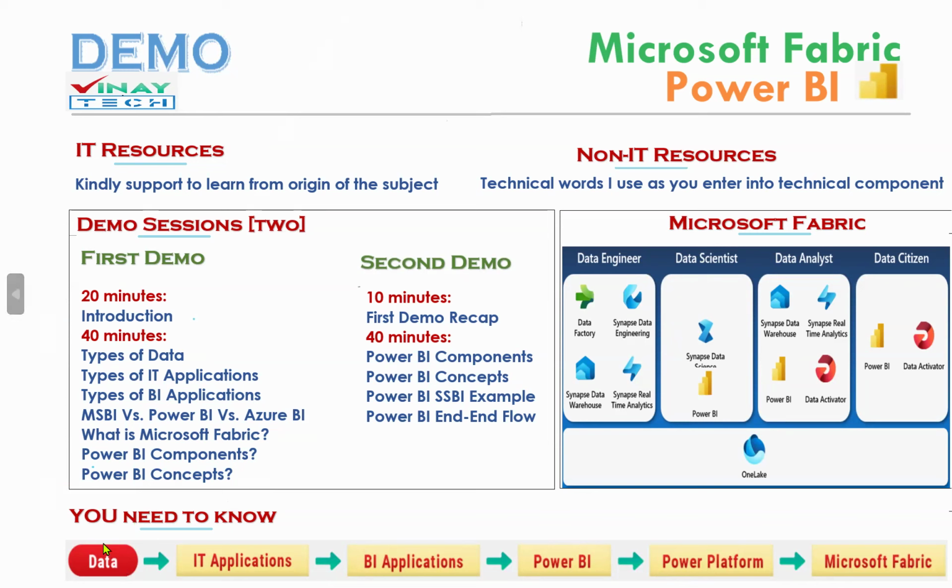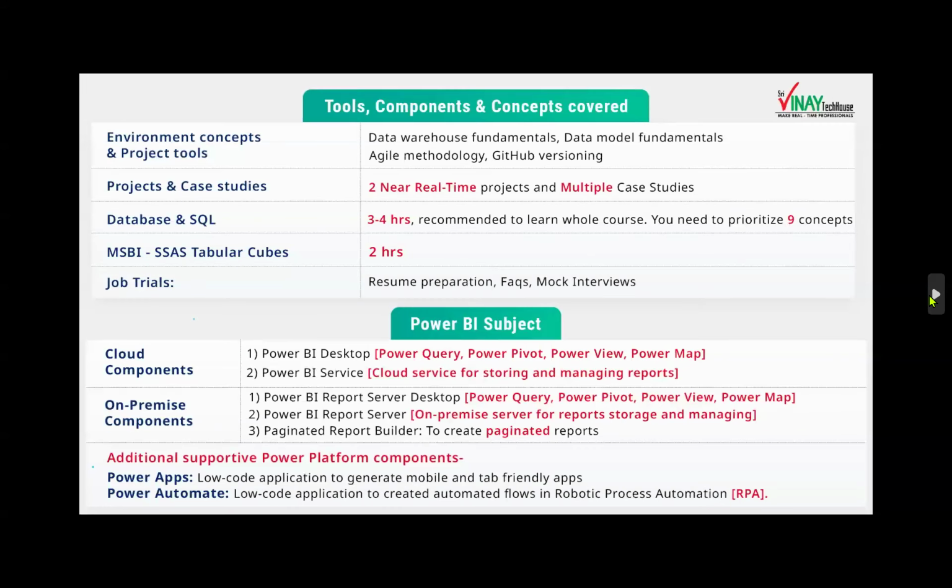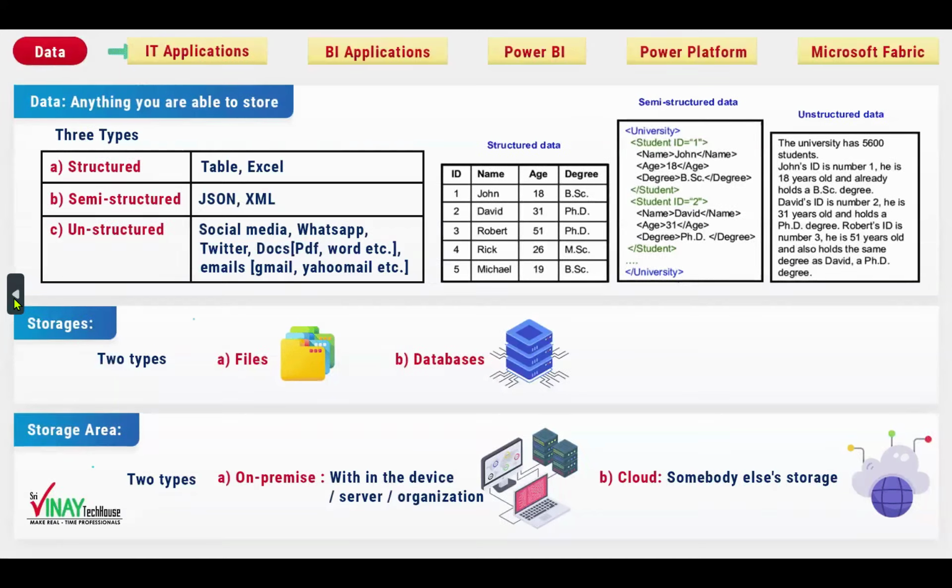This is the part. Data to Microsoft Fabric. Why, sir? And what is it? See, this is a hierarchy. This hierarchy you need to know. Because Power BI is a BI component. And BI is IT. BI is one type of IT application. IT applications use data.